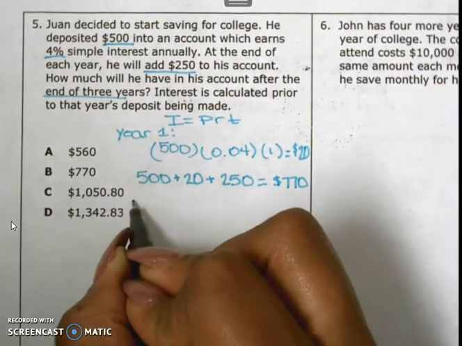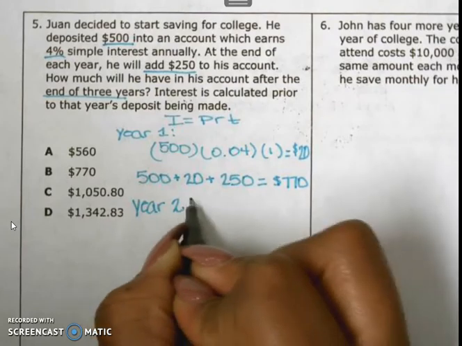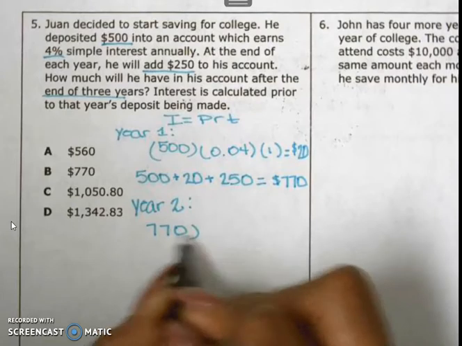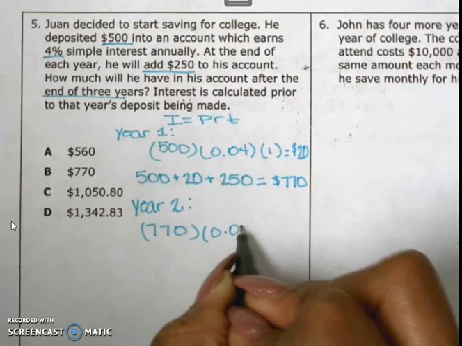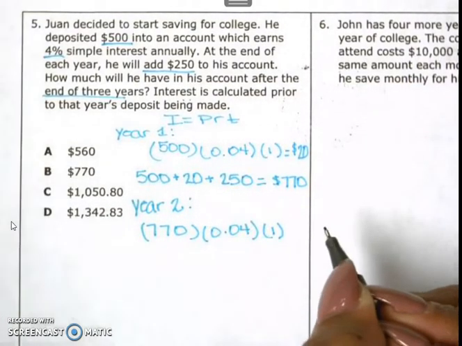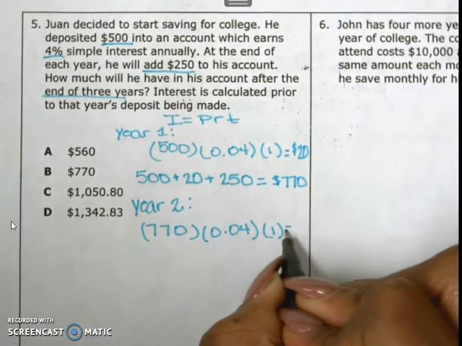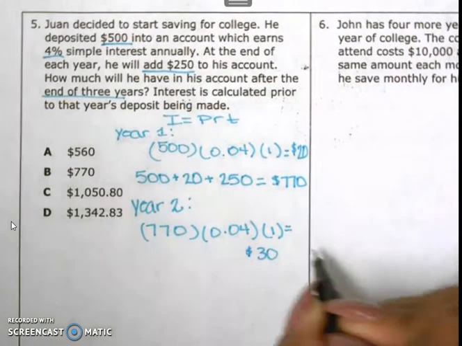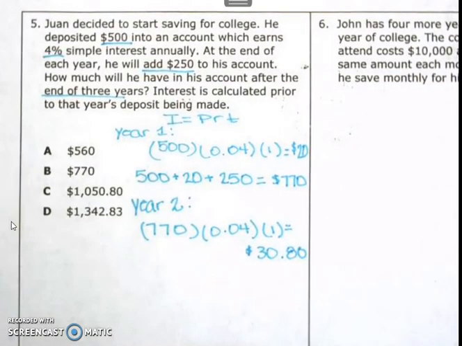So when I start year 2, because I added that money into the account, my principal now is $770. And I have to multiply that by 0.04. And because we're calculating the interest just for 1 year at a time, I'll put the 1 right there for its time. And then my interest for that year would be $30.80 if I put that in the calculator.